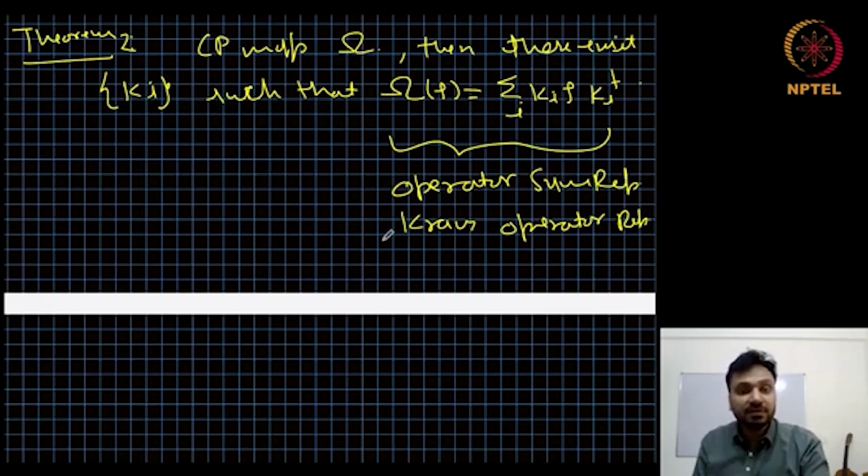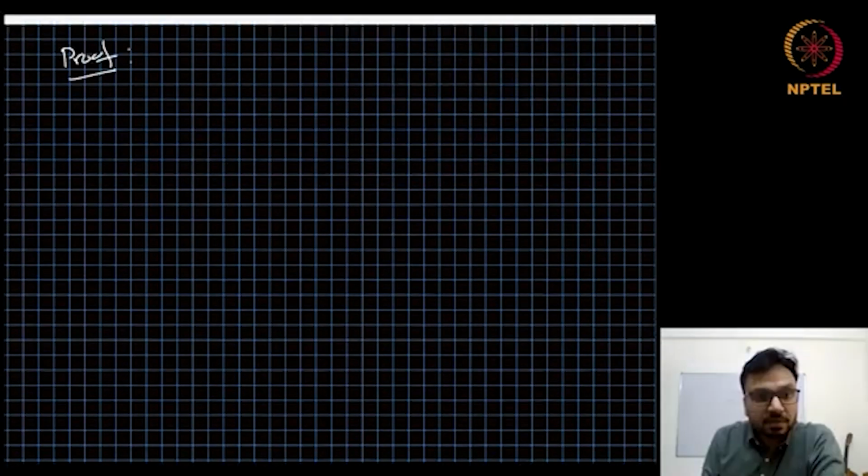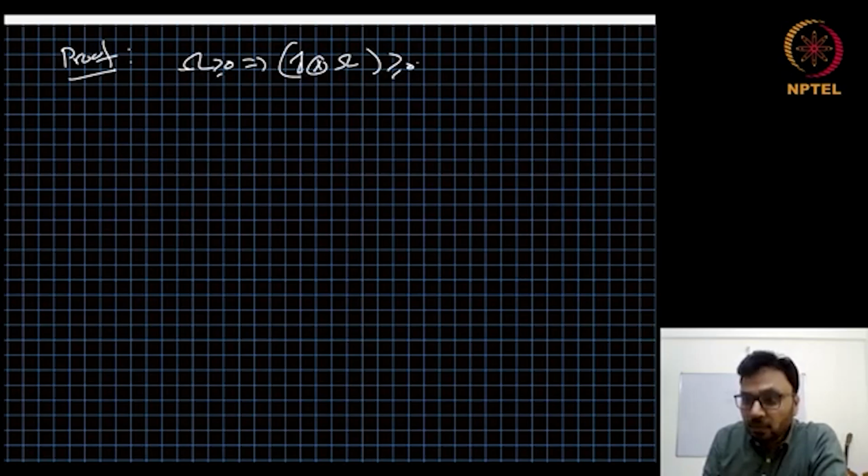And the proof of this goes as follows. Since omega is a CP map, then identity tensor omega is also a completely positive map. Now, first let's start with the computational basis, |i⟩.